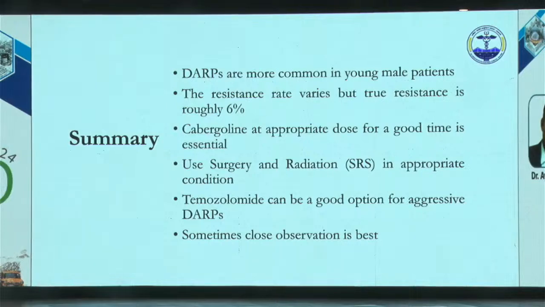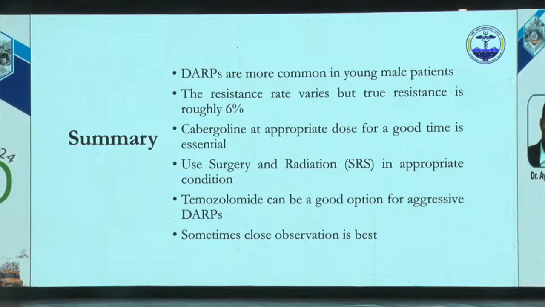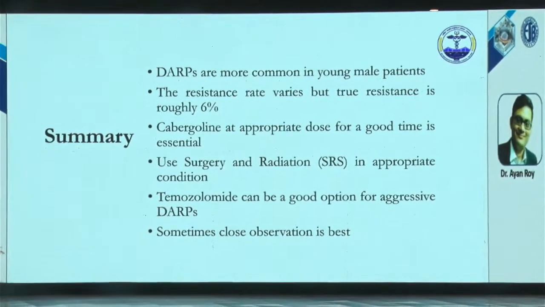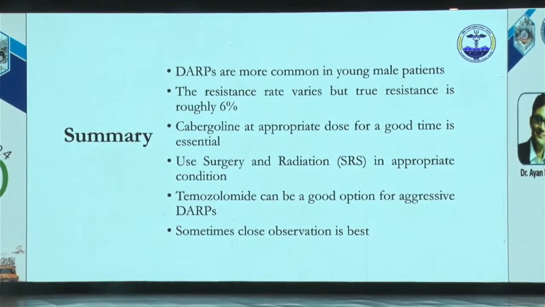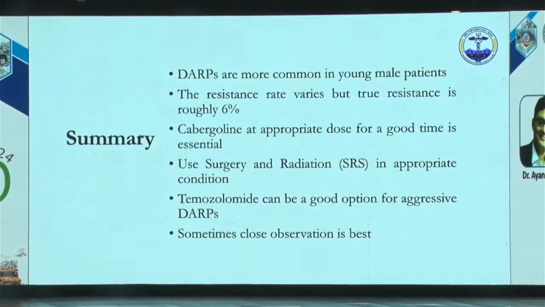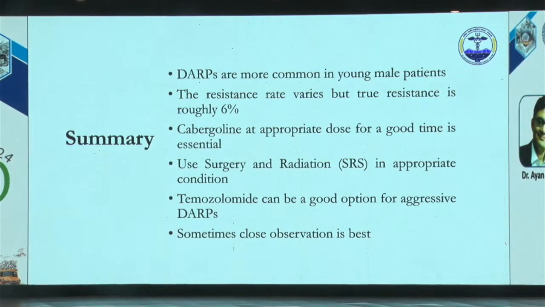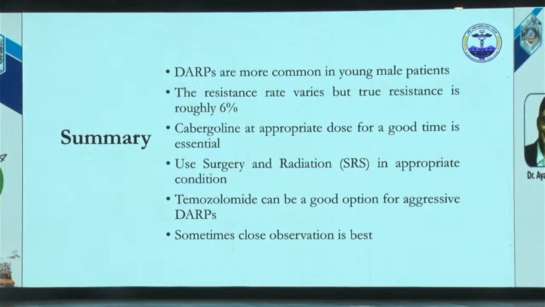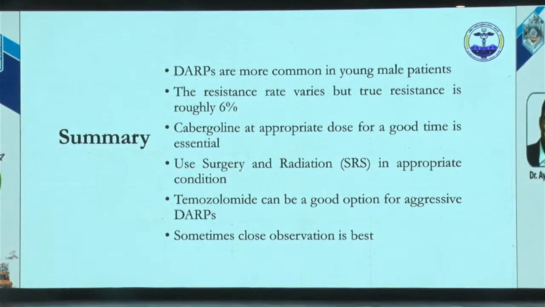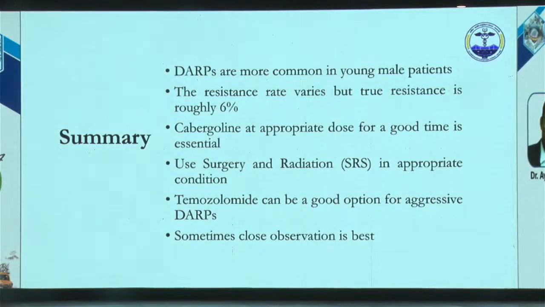So in summary, DARPs, dopamine agonist resistant prolactinomas, are more common in young male patients. The resistance rate varies, but you expect 15 to 20%. True resistance will be low, 6 to 7%. Cabergoline at appropriate dose still holds pretty good. Use surgery and radiation, particularly SRS if available, under appropriate conditions. Use temozolomide whenever you are experiencing cabergoline resistance, and it's a good option for aggressive DARPs.